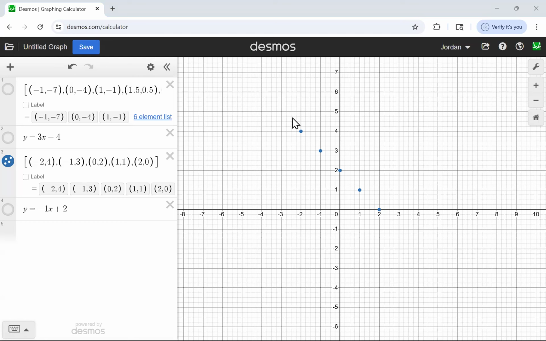Notice that we have this pattern. It's a straight line moving down and to the right. And if I connect those dots and extend out, I'm not going to do it by hand because I'll be a little bit too wobbly on the screen. But if we connect those dots and extend out, we get this line. So this is the graph of y equals -1x plus 2.